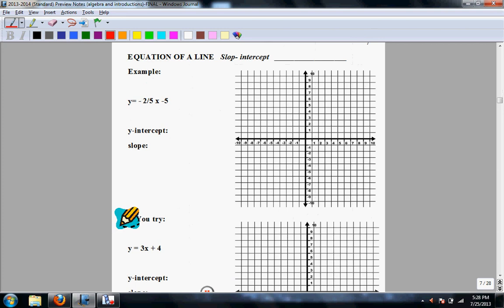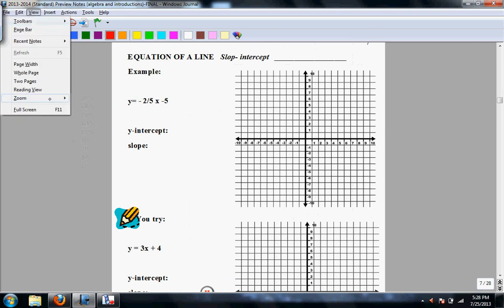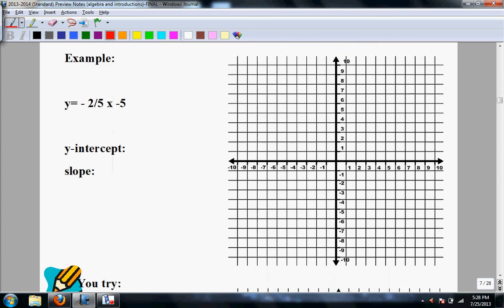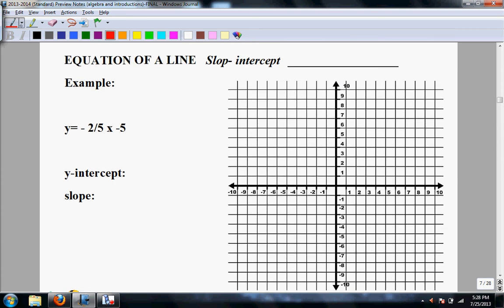We're going to start with the most common equation of a line, the slope-intercept equation of a line. This is the one you're probably familiar with. The slope-intercept equation of a line is y equals mx plus b. Now, definitions. This b here is the y-intercept, and of course the m is the slope.